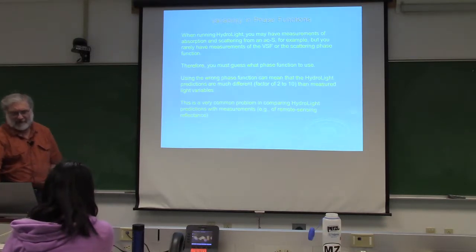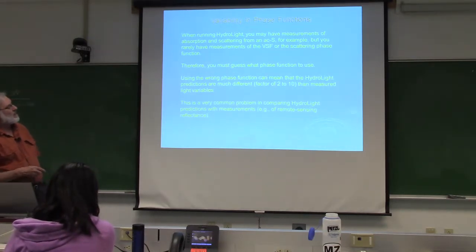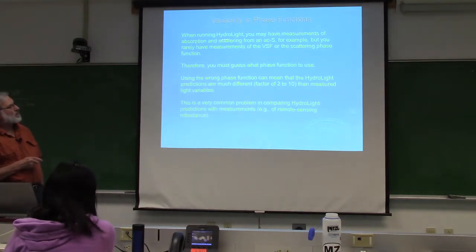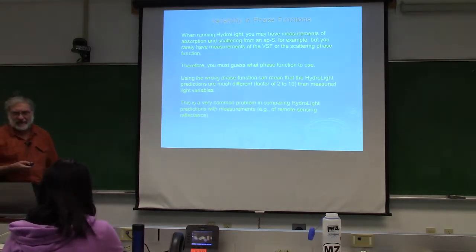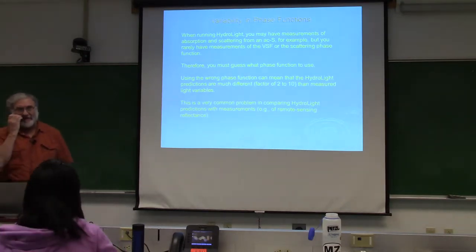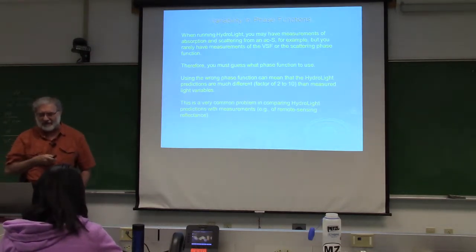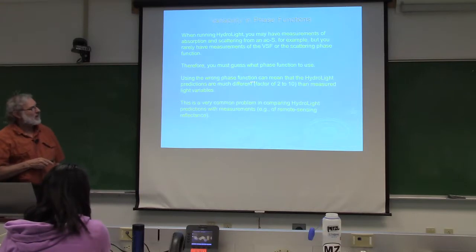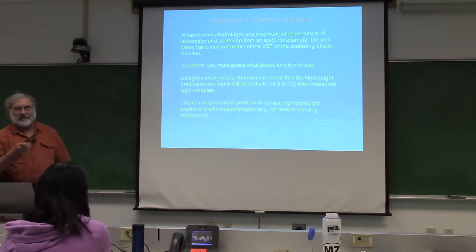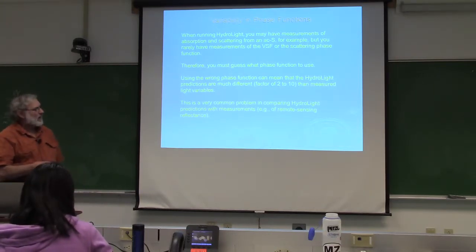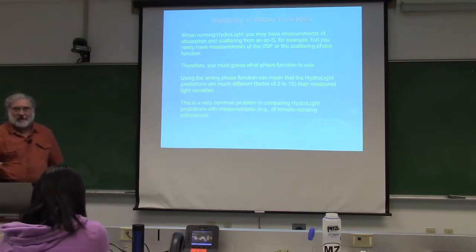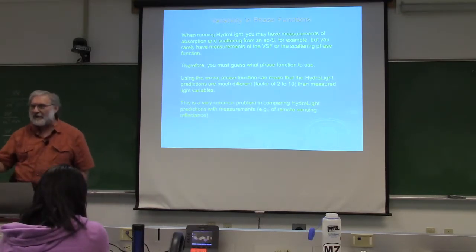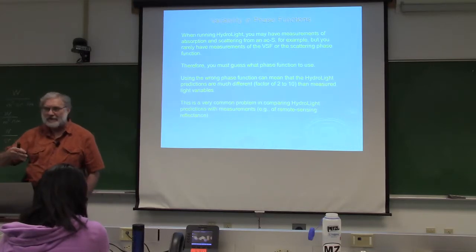Okay, so as I've said, when you're running HydroLight or some other model, you might have measurements of absorption and scattering, say from an ACS, but you almost never have measurements of the volume scattering function. So then you have to guess what you're going to use, one way or another. If you come up with the wrong guess, you can be way off on your HydroLight predictions, and that's a common problem with running code where you don't really have all of the inputs.